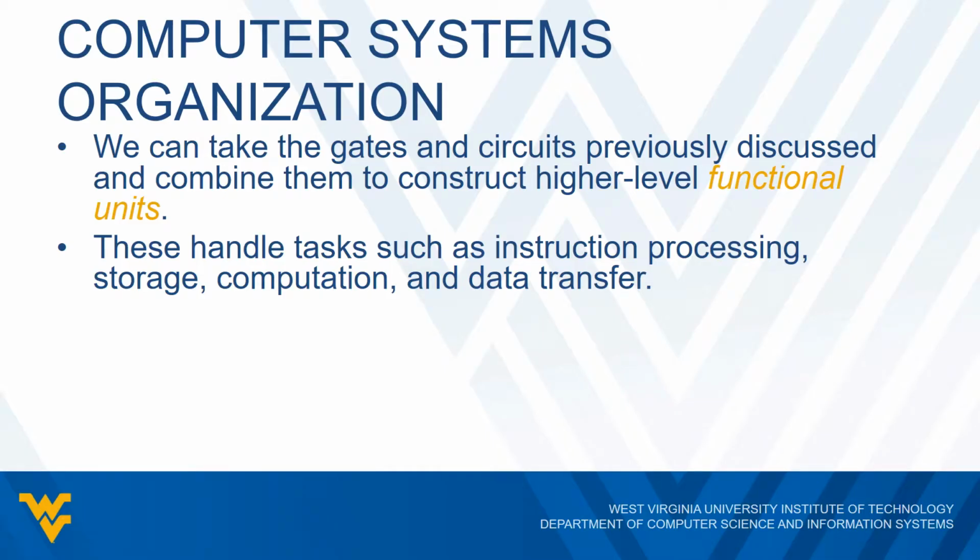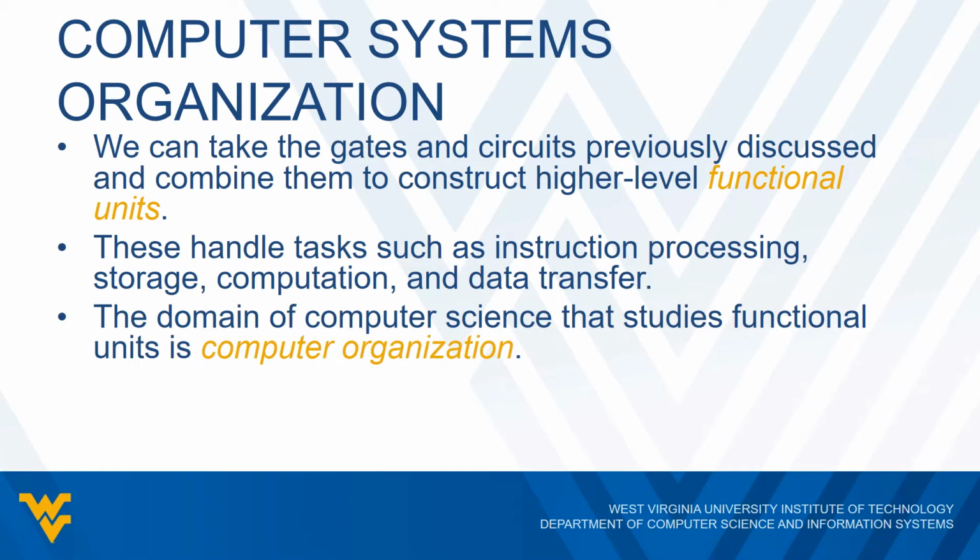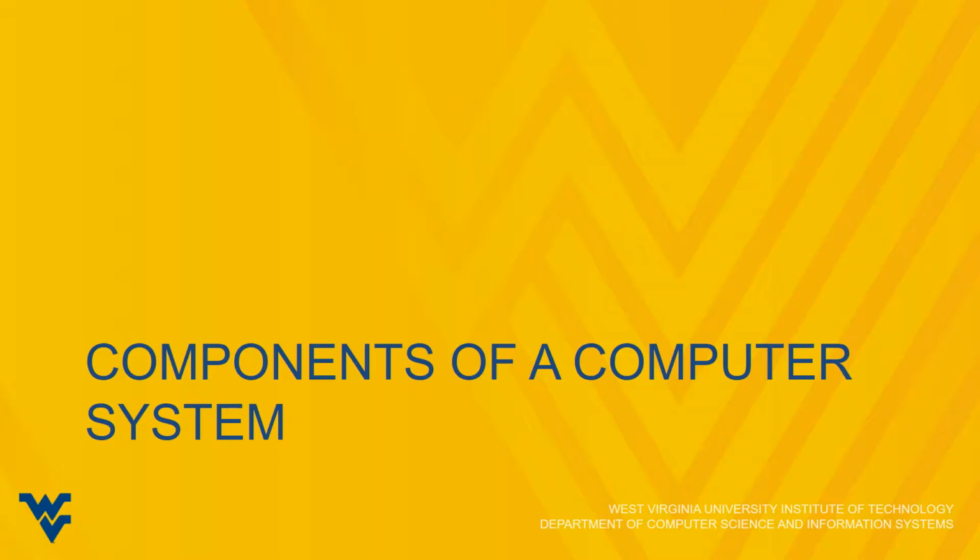In fact, the branch of computer science that studies computers in terms of the major functional units is what we call computer organization. And this is what we're going to be focusing on for a little while. Here, we're not going to be looking at systems in terms of gates and circuits, but instead, we're going to be looking at functional units as these higher level abstractions, and they'll give us a much better understanding of how a computer actually works. We'll start by taking a look at the components of a computer system.